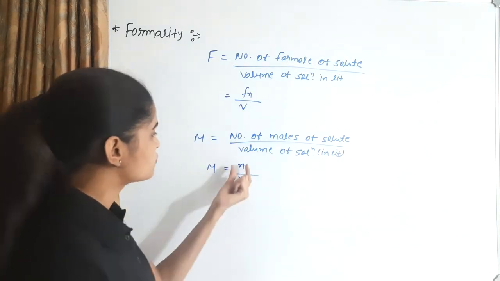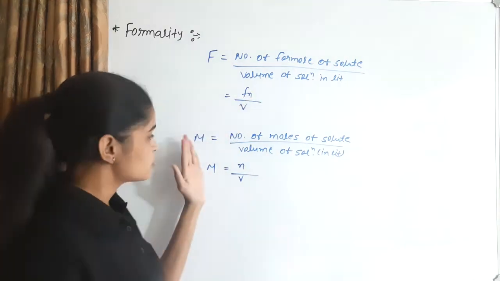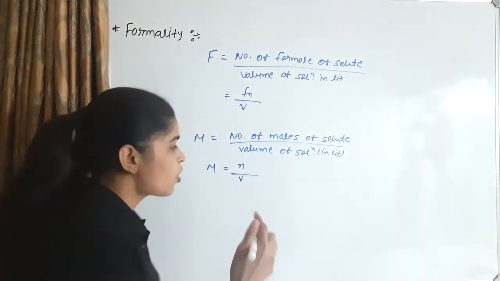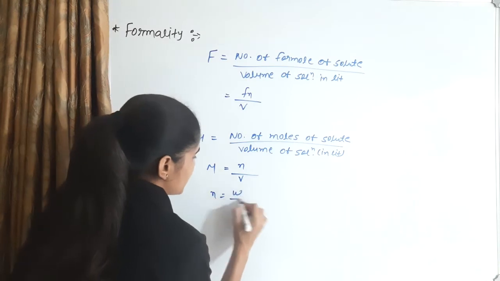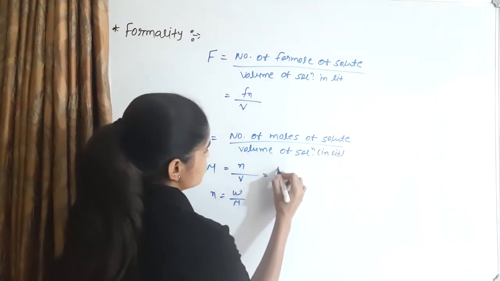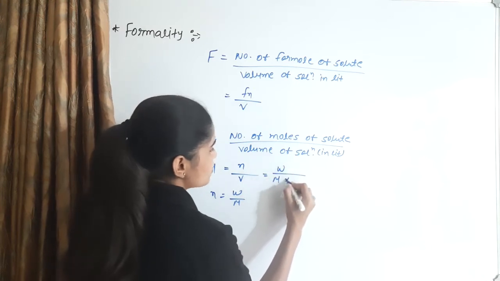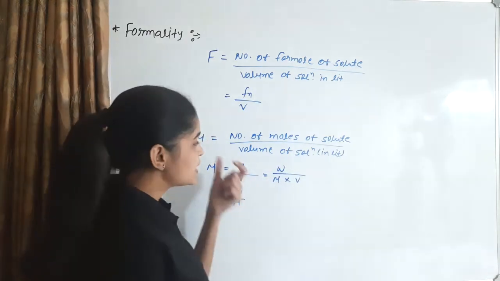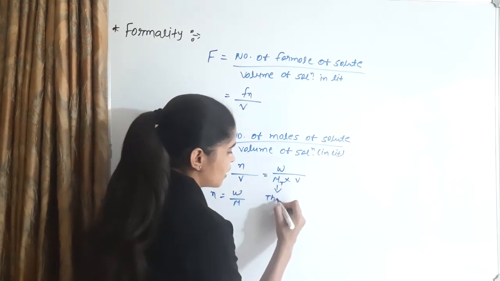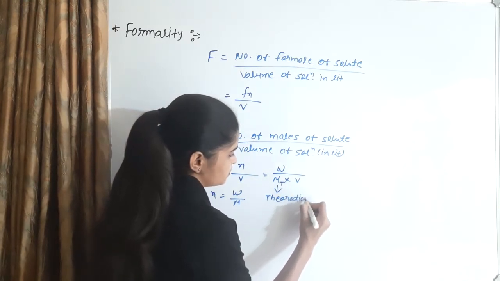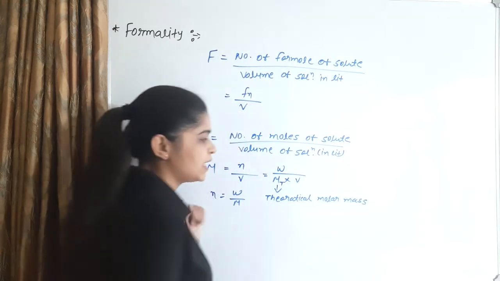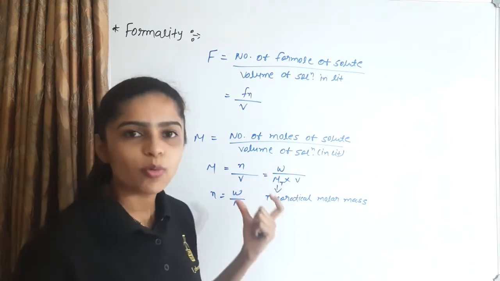Then the detailed meaning of N and Fn. We know that in molarity N is equal to the number of moles. We know that mole is equal to weight upon molar mass. So we put this value in this equation: weight upon molar mass into volume. In molarity, this molar mass is known as the theoretical mass, and it's also useful for molecules.